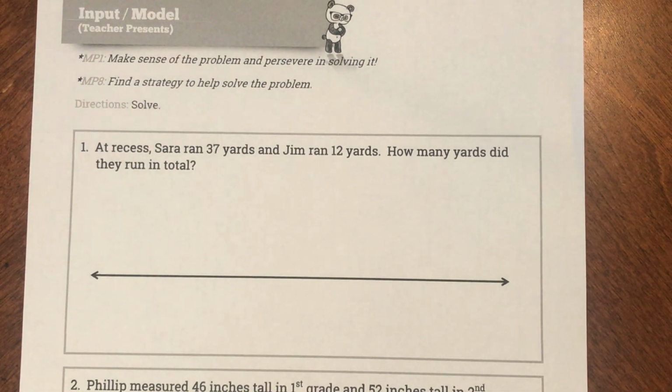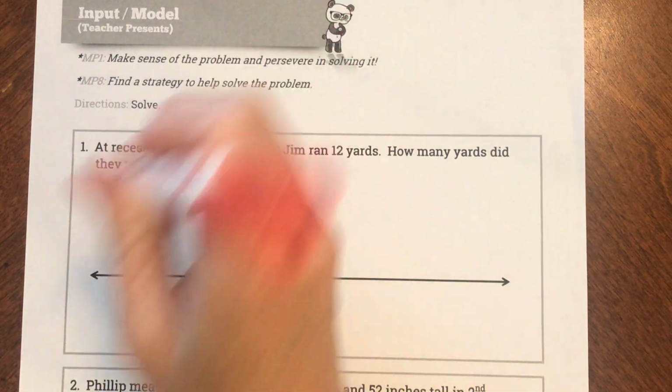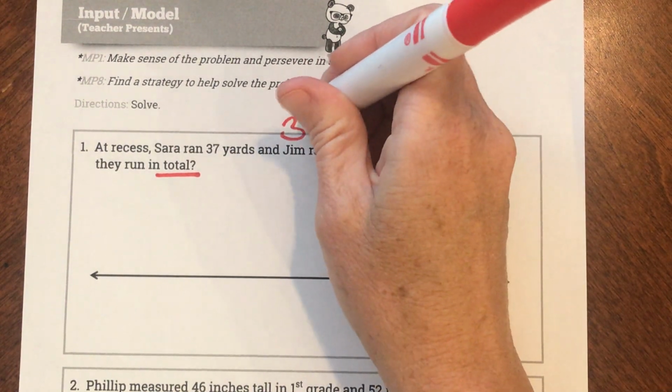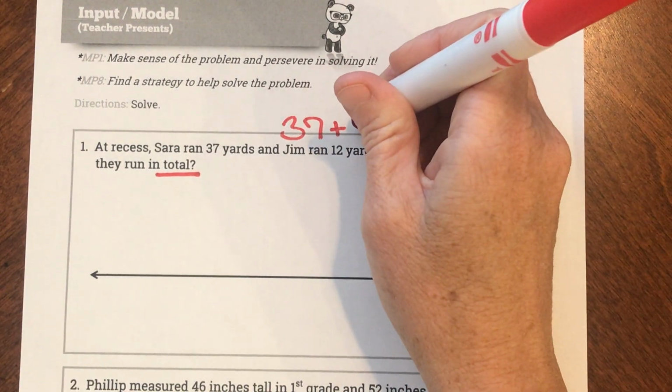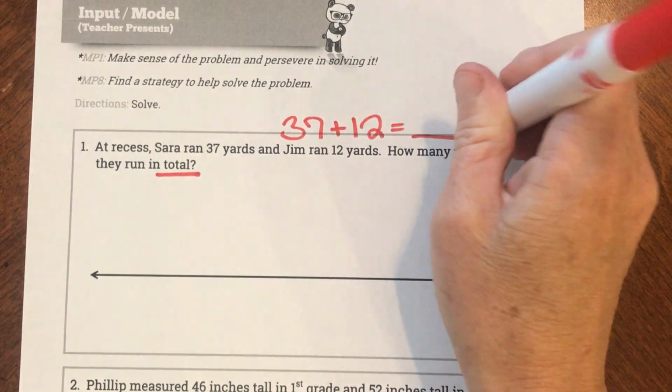Here is my first problem. At recess, Sarah ran 37 yards and Jim ran 12 yards. How many yards did they run in total? Okay, when I see in total, that tells me that it's going to be a sum problem or an addition problem. So my equation is going to be 37 plus 12.